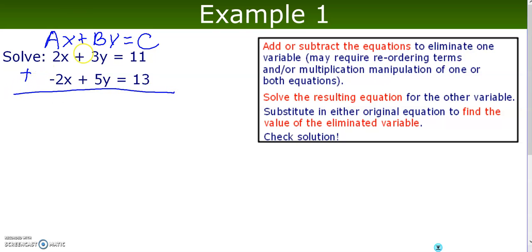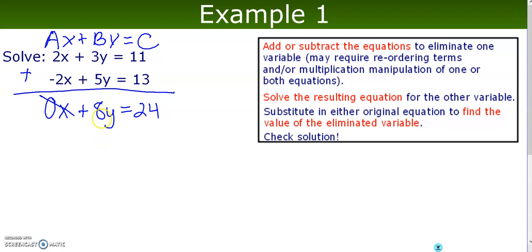We're going to add up the x's. I have 2x plus a minus 2x. 2x plus a minus 2x is 0 x's. Next, we'll add up the y's. 3y plus 5y, that's 8y. And 11 plus 13 is 24. I'm going to go ahead and solve my equation for y. 0 times anything is just 0, so that's off the page. We've eliminated the x value. Awesome, that's why this is called the elimination method.